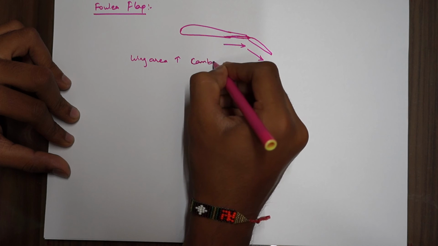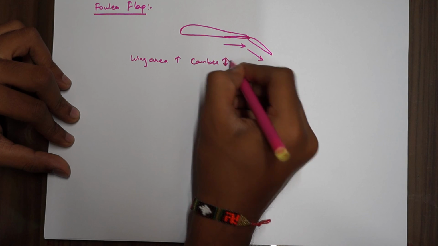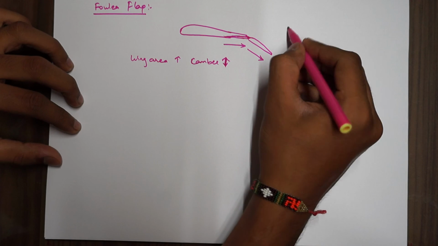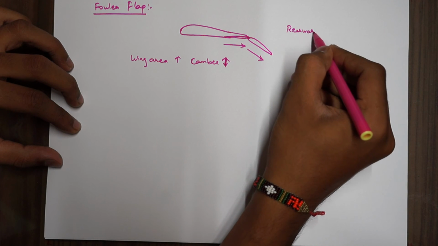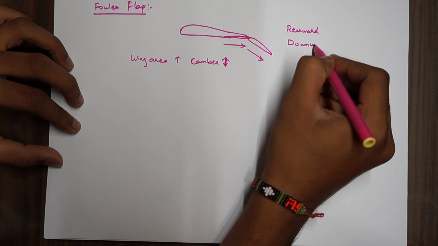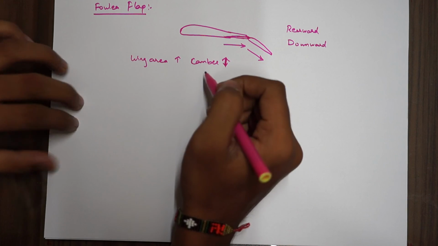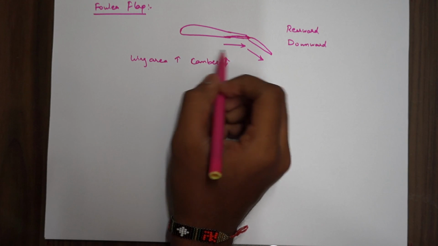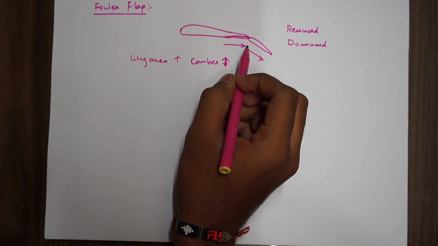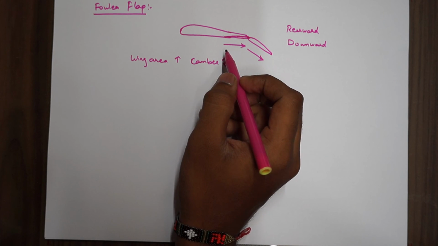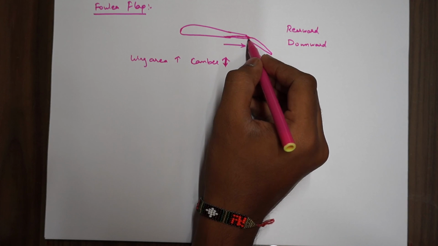Camber is increased because of the downward movement. So it moves rearward first and then downward. This is what modern jets generally use, Fowler flaps. It may be slotted, and because of the combined effect of the slots, the lift of the aircraft increases much higher with the least increase in drag. So you might have a slot.